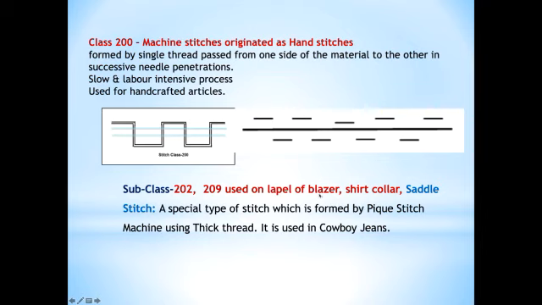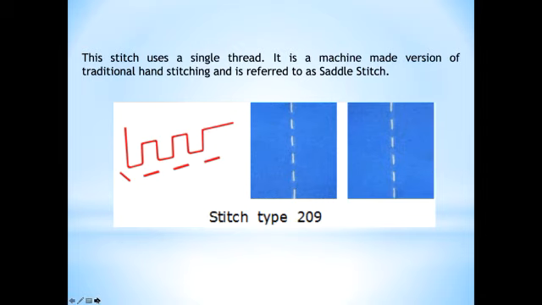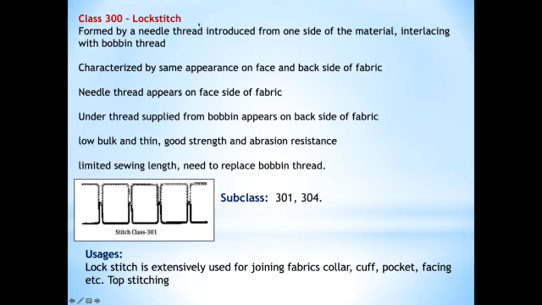So these are used on lapels of blazers, shirt collars, etc. And saddle stitch is one type of class 200 stitch, which is formed by pick stitch, and it finds its application in cowboy jeans. This is the application area for this stitch, and this is how the stitch type 209 or saddle stitch appears on the face and the back side of the garment. Now class 300 lock stitch is considered to be one of the secured stitches because it is formed by interlacement of the threads, as we just saw in the video. So this is showing the lock stitch, which uses 2 sets of threads.